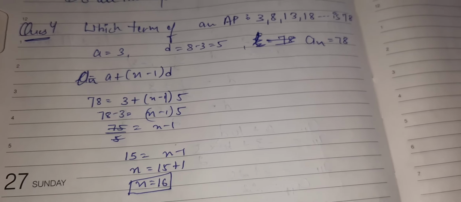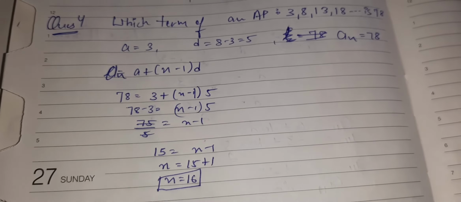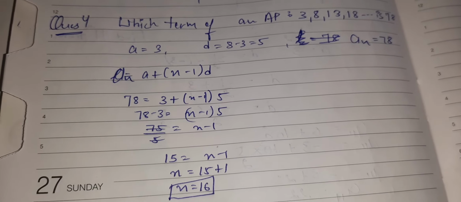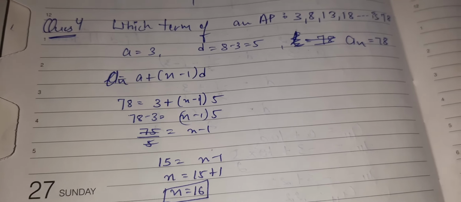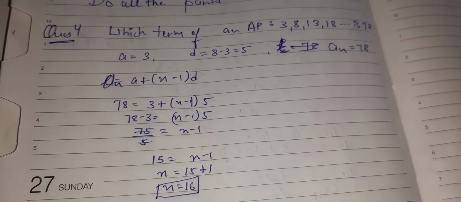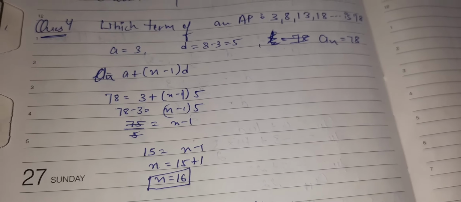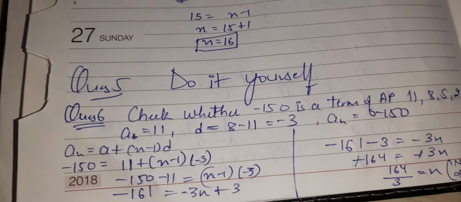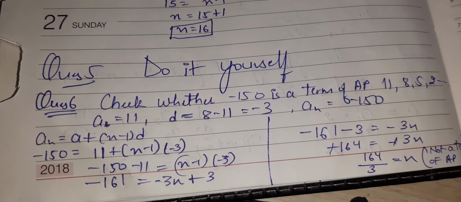If the answer comes in a whole number, then only that term can be in the AP, otherwise it cannot be in the AP. If any answer is coming in a fraction, that means if the value of n is coming in a fraction, that means it is not a part of the AP, or that is not a term of the AP. Question number 5, do it yourself.